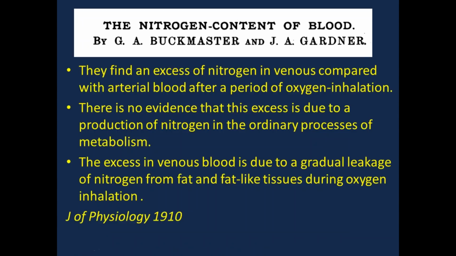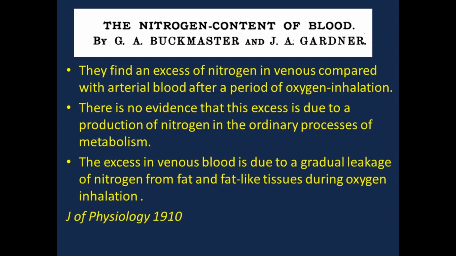And then there is another study published in the Journal of Physiology in 1910, almost 108 years ago. But it was a very interesting study. They studied the nitrogen content of the blood, and they found an excess of nitrogen in the venous compared to arterial blood when you are inhaling oxygen. They did that in animal subjects, and they found that when you give pure oxygen to the animal, the venous compartment will contain much more nitrogen than the arterial compartment, and the lung keeps getting nitrogen and exhaling nitrogen. It means that the body is losing nitrogen in this case.